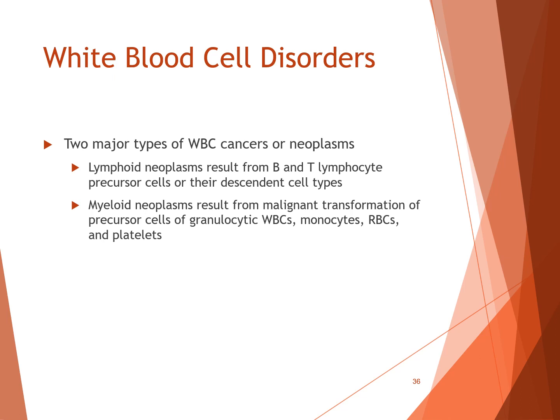There are two major types of white blood cell cancers, or neoplasms, and I think the book is kind of confusing when it talks about this. This is the verbiage that the textbook uses to describe each type of neoplasm. However, I think it's a little bit easier to think of lymphoid neoplasms as originating from lymphoid tissues like lymph nodes, thymus, and spleen, and myeloid neoplasms arising from tissues such as bone marrow and the blood.